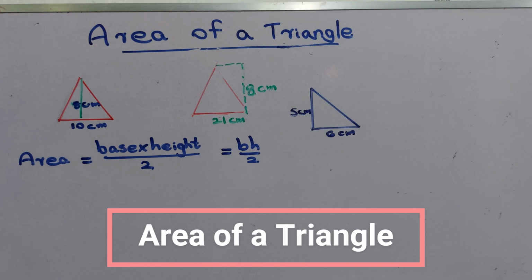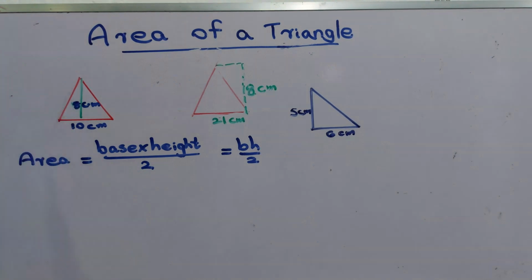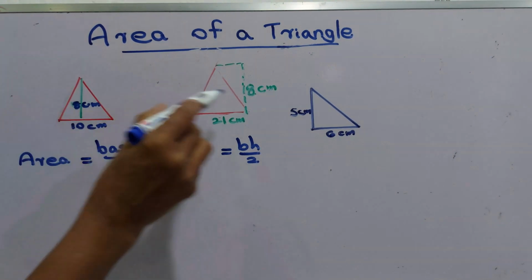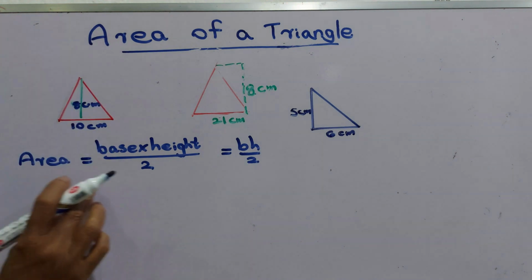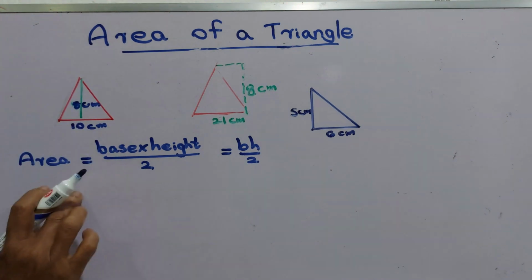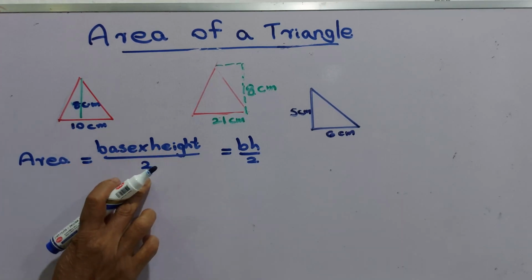Today we are going to find the area of a triangle. Area means the amount of space in a shape. In triangles, this is the point you have to keep in mind: area equals base into height divided by 2.